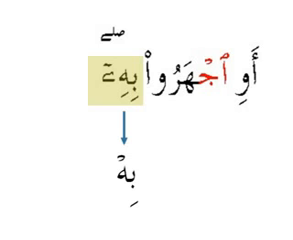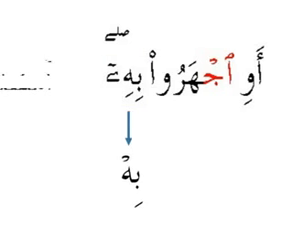However, if we're stopping here, effectively the ha with the kasra will go sakin, so this would be read as bih. Okay, so bih takes a bit of practice, you've got to bring the ha from the bottom of the throat, so just read the ha with the kasra as if it's sakin.